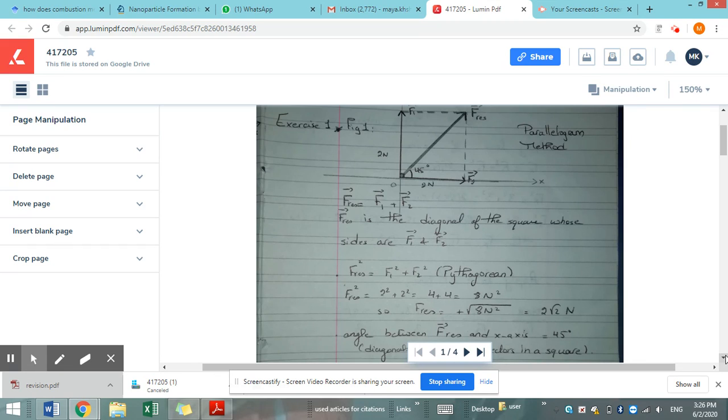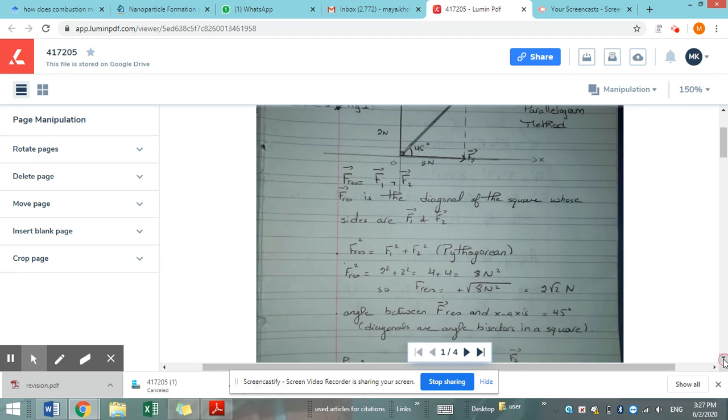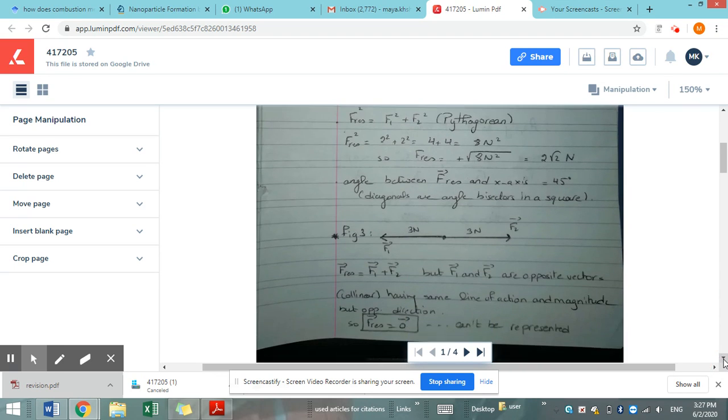We have also to determine the angle between it and the x-axis. As you can see geometrically, having this whole angle be 90 degrees, and this is a diagonal, and we know that the diagonal in a square or in a rhombus is the angle bisector of the base angle. So this was 90, then this one is half of it, 45 degrees. So the angle between F resultant and the x-axis is 45 degrees.